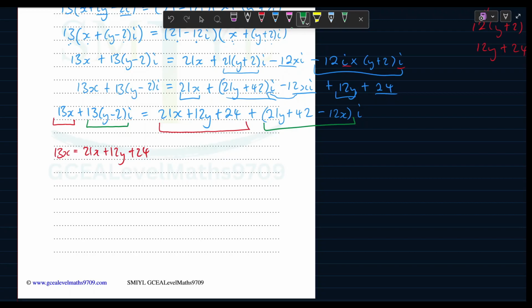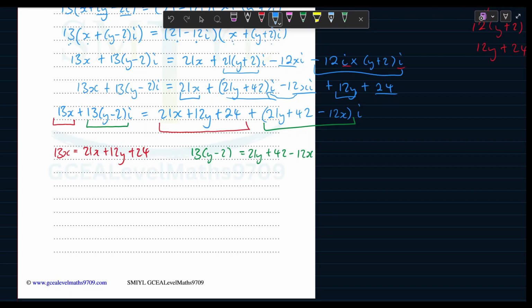So it means that we also get that 13 times (y minus 2) should be equal to our bracket here, 21y plus 42 minus 12x. You can omit the i since they appear on both sides, so they would cancel out anyways. So what we'd end up with are two equations in terms of x and y that we could solve simultaneously.